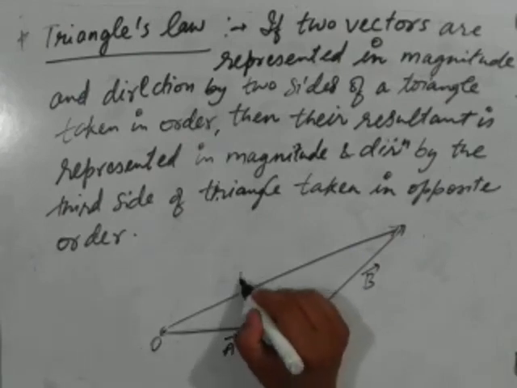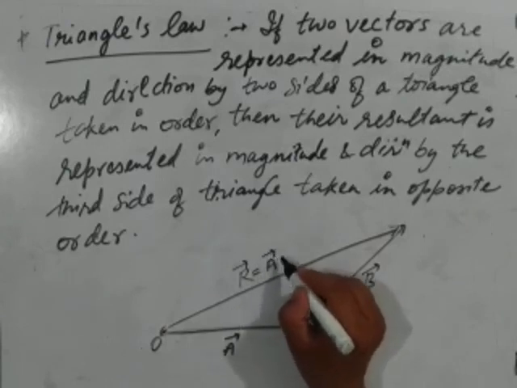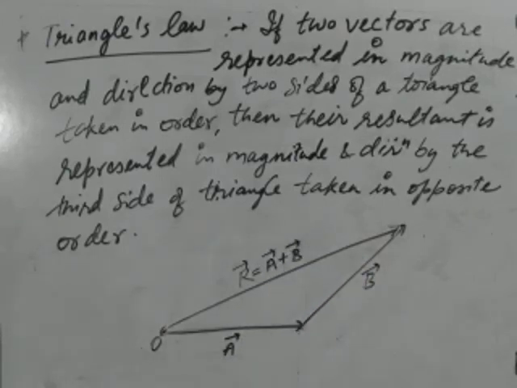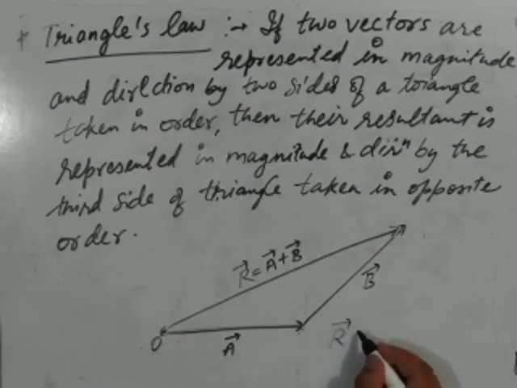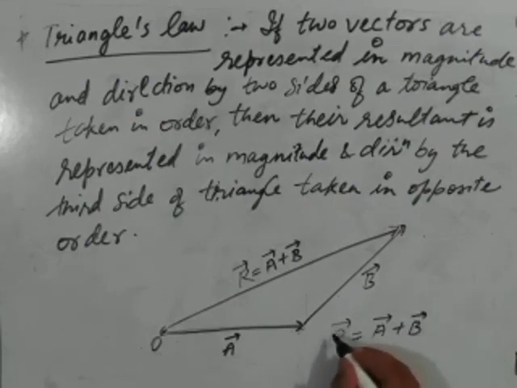So I have shown this arrow sign to this side. So this resultant R vector is equal to A vector plus B vector. This is the third side of the triangle taken in opposite order. This is the triangle's law of vector addition. Hence, in vector form, resultant R vector is equivalent to A vector plus B vector. This is the general form.